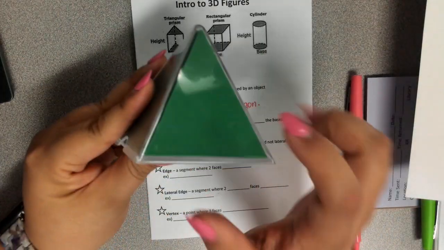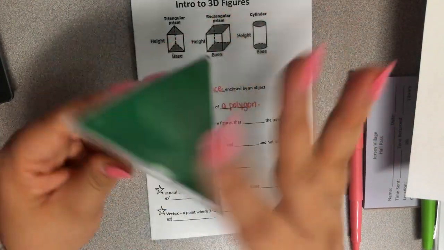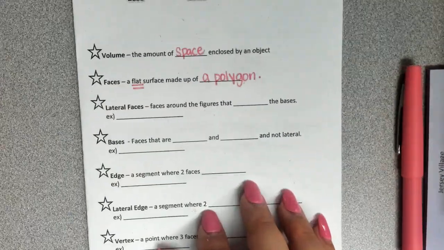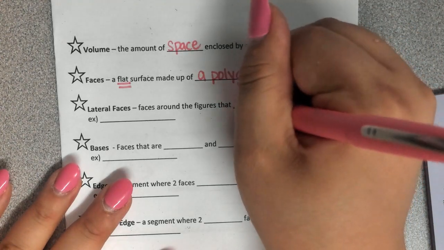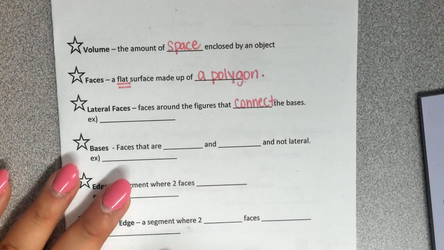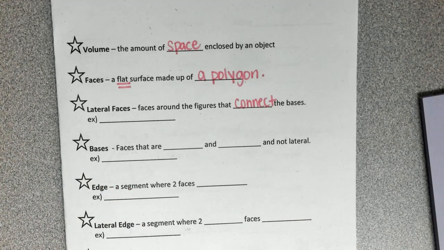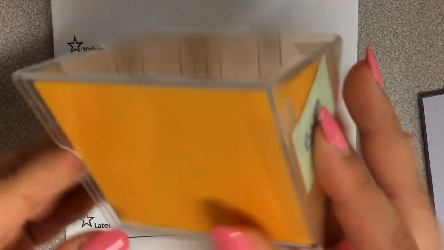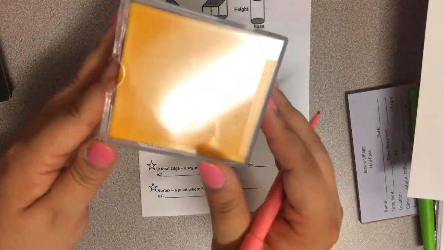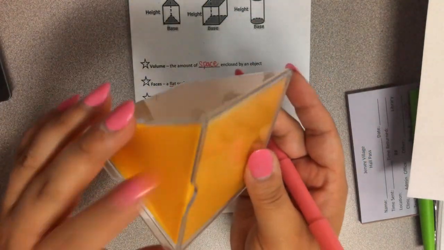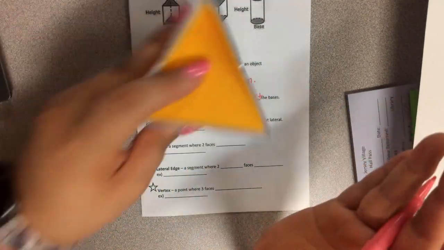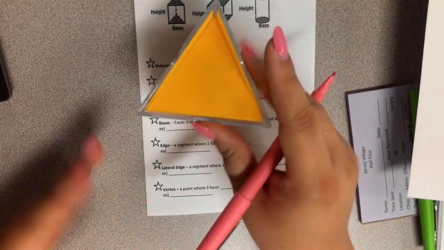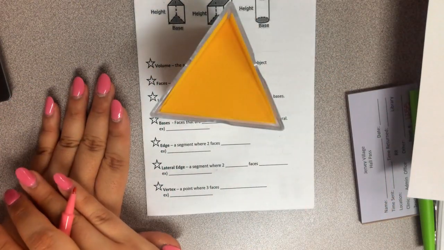All right? So faces. Faces are anything that's flat. Do y'all see these flat surfaces? These are all faces. Next, you have lateral faces. Faces around the figure that connect the bases. So, right here I have a triangular prism. Do y'all see that this is a triangular prism right here? Do you see how I have 2 triangles? These 2 triangles are my bases, meaning I would lay it on there, and on the bottom is a triangle, and on the top is a triangle.